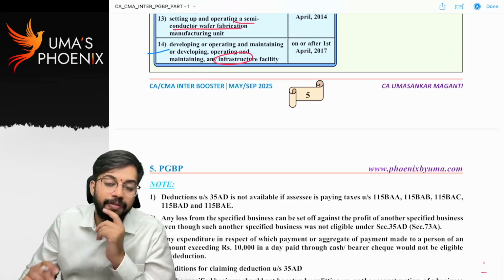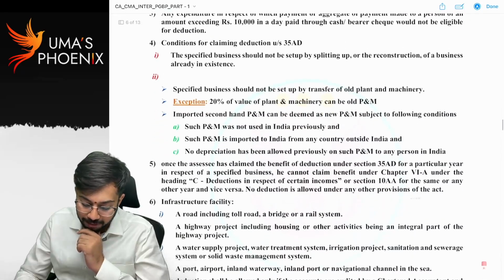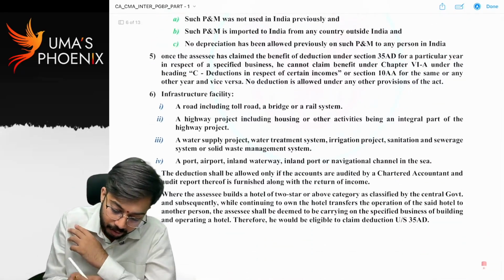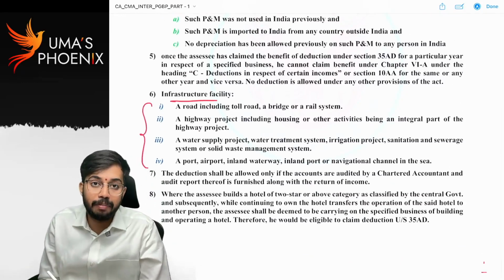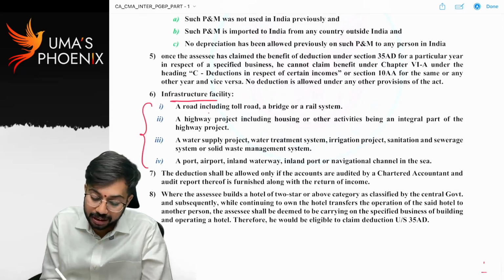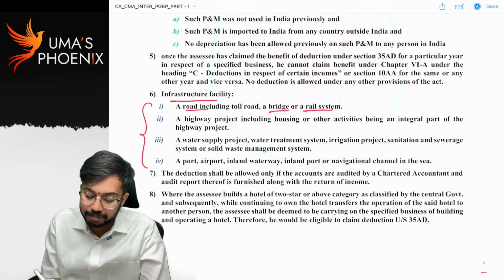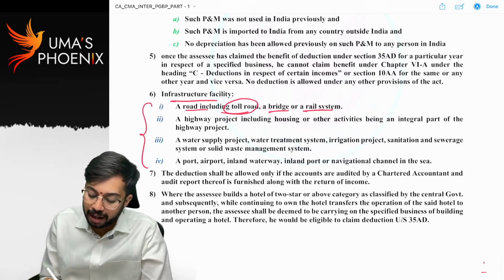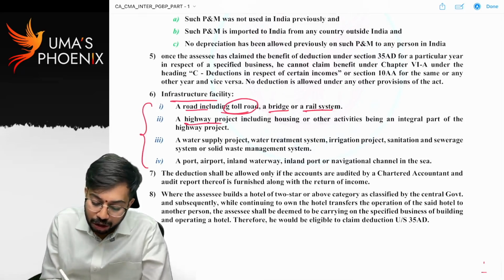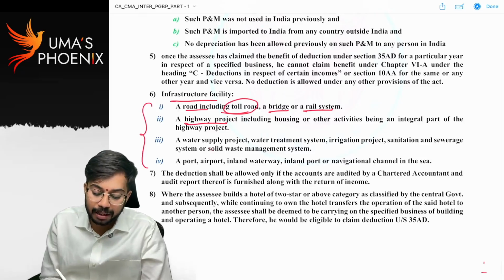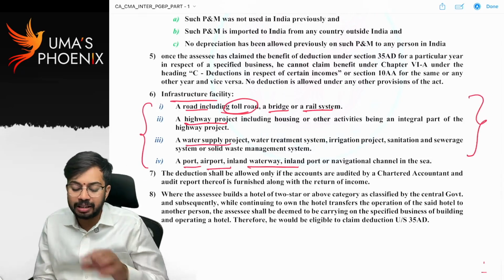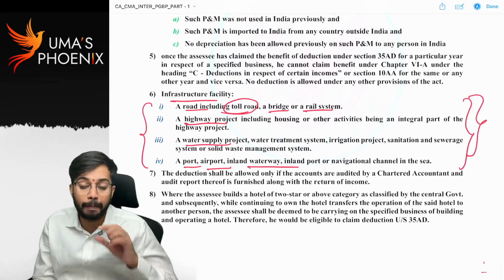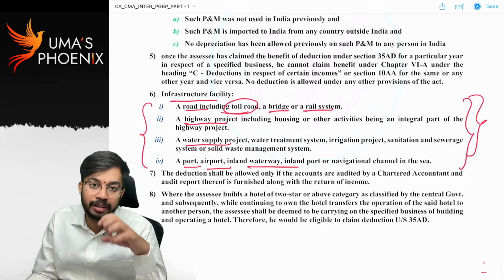any infrastructure facility. Sir, what do you mean by infrastructure facility? Infrastructure facility means those who are engaged in the business of construction of roads, bridges, rail systems, including toll road, highways, water supply projects, ports, airports, inland waterways. So simply, those who are engaged in construction of these are there. These infrastructure facilities are there.